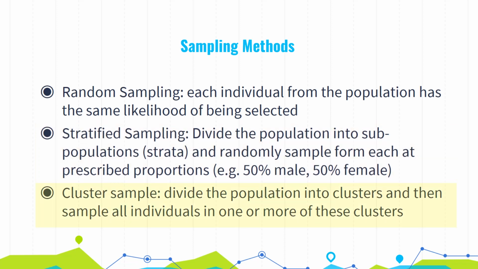In a cluster sample, you divide the population into clusters, and then you sample. You pick one or more clusters, and you just get everybody from those clusters. So maybe you're dividing up your city into blocks, and you just pick 3 blocks out of the whole city, and you hit every single individual person from those 3 blocks. That would be cluster sampling.